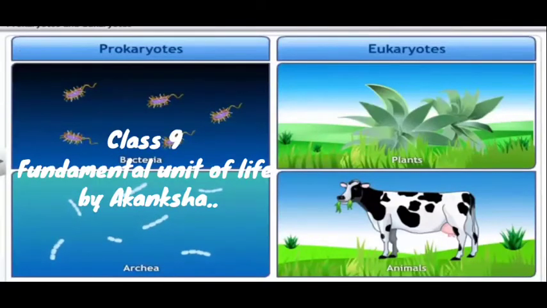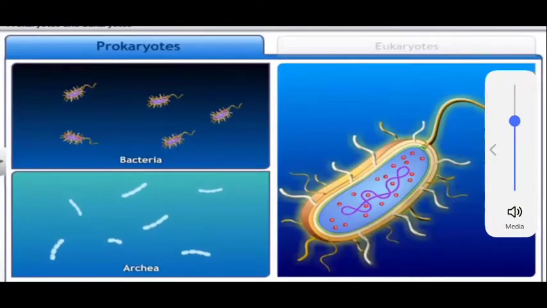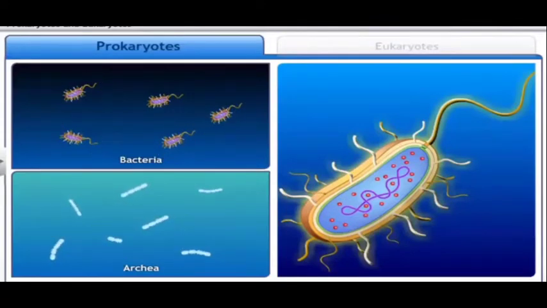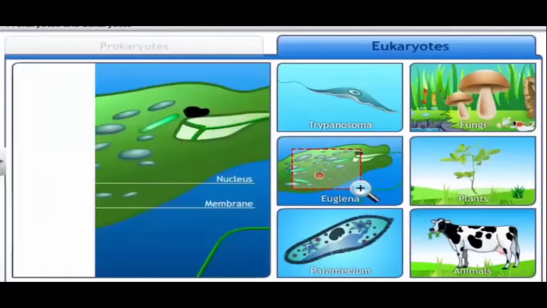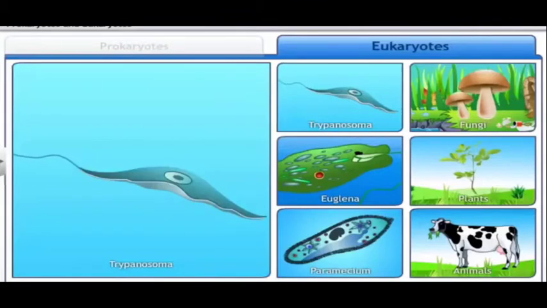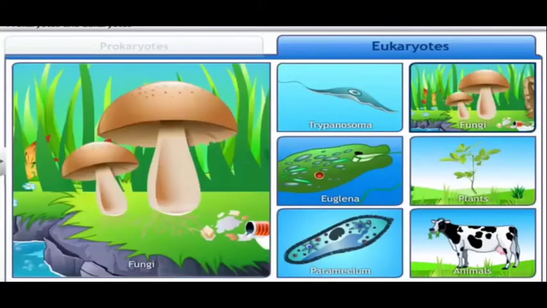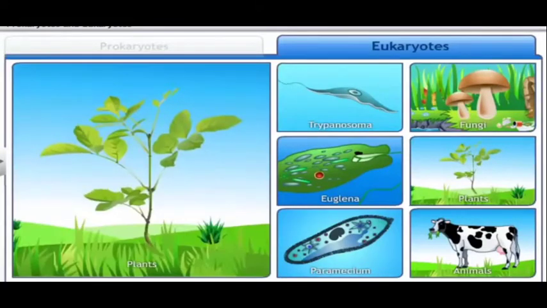Organization of cellular structure. Prokaryotes are unicellular organisms that do not have a nuclear membrane and membrane-bound organelles. For example, bacteria and archaea. Eukaryotes are characterized by a membrane-bound nucleus and organelles. Eukaryotes can be unicellular, such as trypanosoma, euglena, paramecium, or multicellular, such as fungi, plants, and animals.